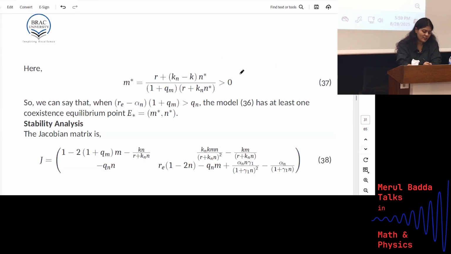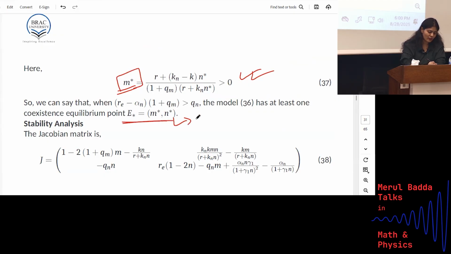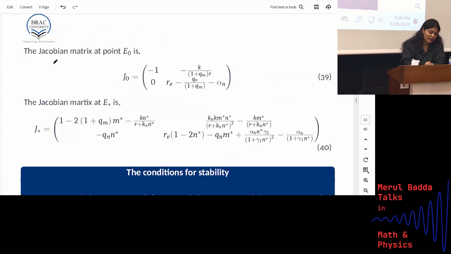By almost similar calculation, for this model we find the endemic equilibrium point M star, and this is our endemic equilibrium point, where M star represents the tree and N star represents the beetle. Again, for this model, this is our Jacobian matrix for E naught, and this is our Jacobian matrix for E star.